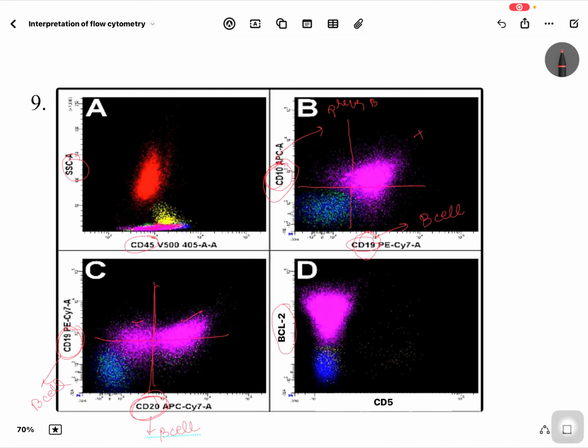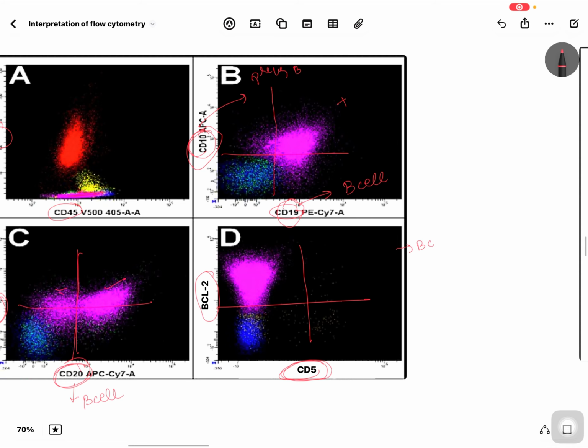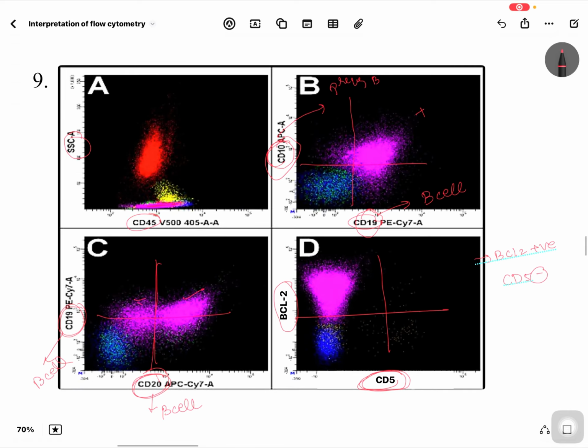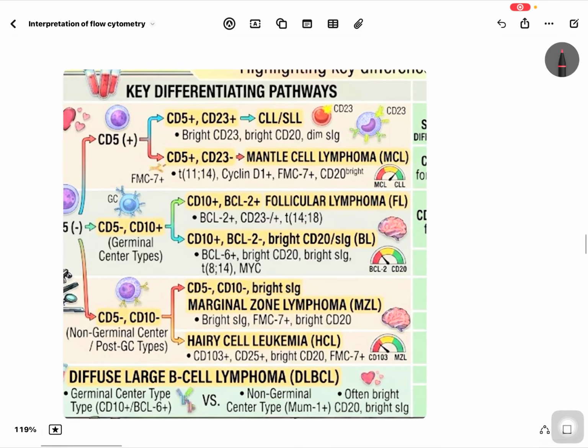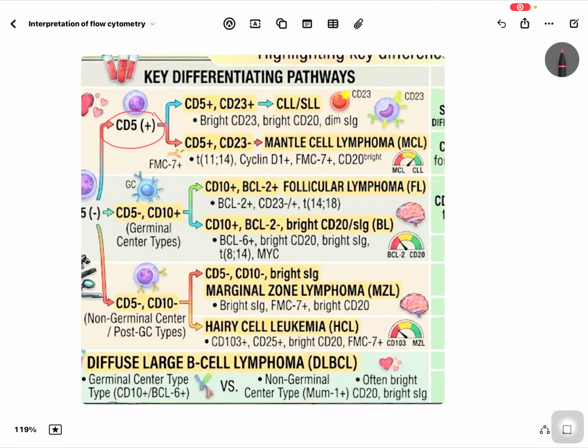So now we come back to the cheat code. Is CD5 written anywhere? Yes, CD5 is negative. If you draw a line like this, it is BCL2 positive. BCL2 positive and CD5 negative. So what is the answer? I have already told you this cheat code: if CD5 is positive, then we check for CD23. If CD23 is positive, it becomes SLL. If CD23 is negative, it becomes mantle cell lymphoma.